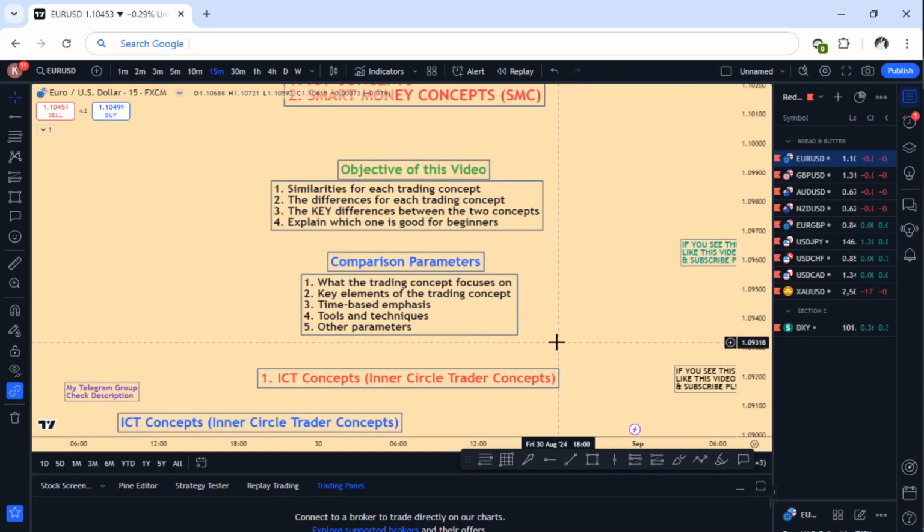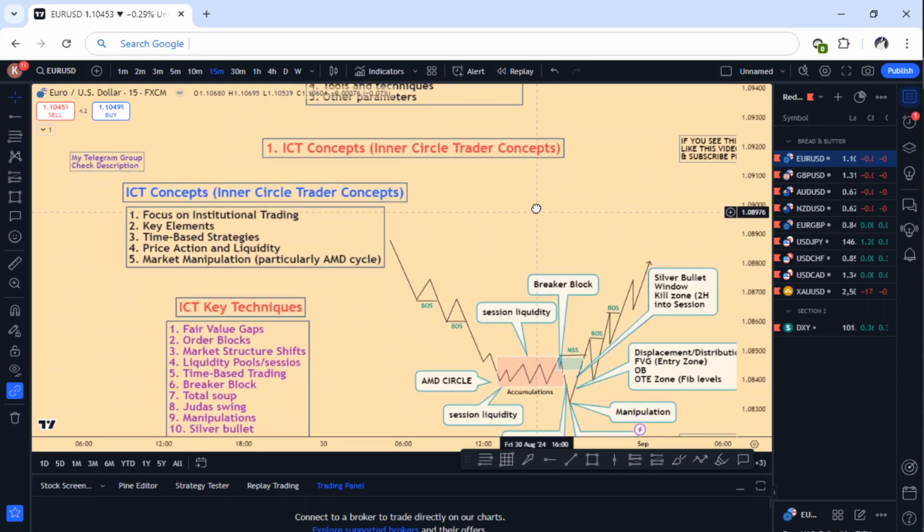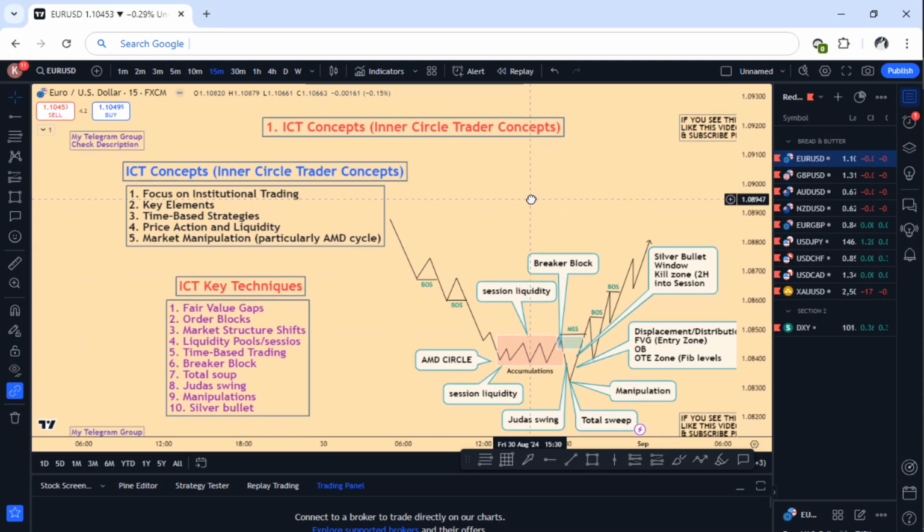So let's start with the inner circle. By the way, if you want to know the difference between ICT, SMC and support and resistance, check the video just after this video. Check the video before this video, or just check in the channel, Google it, and search it, and then you are going to find it inside this channel, because I've already done that.